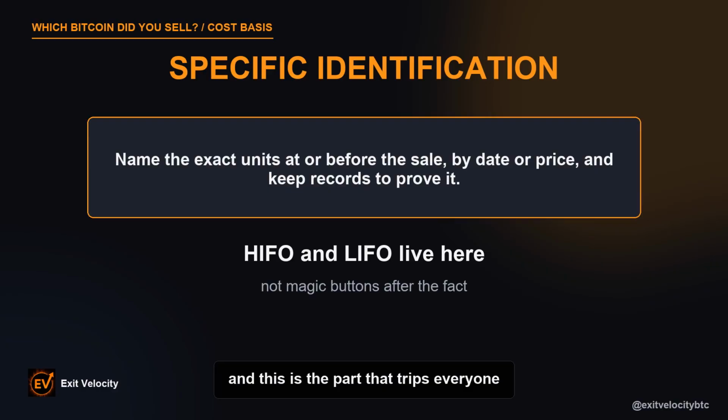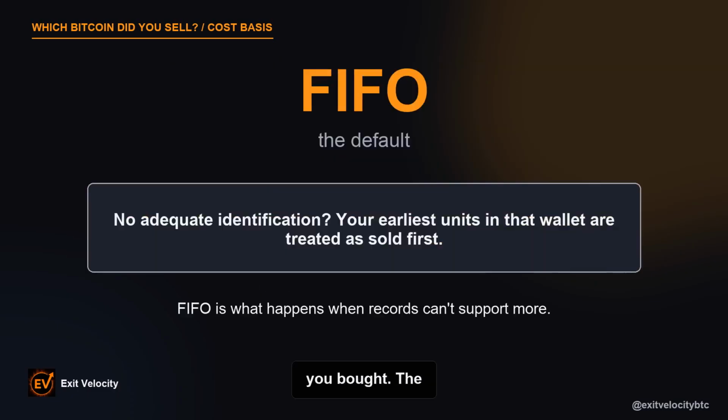And this is the part that trips everyone up, so hear it clearly. HIFO and LIFO are not buttons you press at tax time. They are not settings you flip in April. They are simply the result of doing specific identification correctly in advance with adequate records. If the records and the timing aren't there, those options quietly disappear no matter what software you bought.